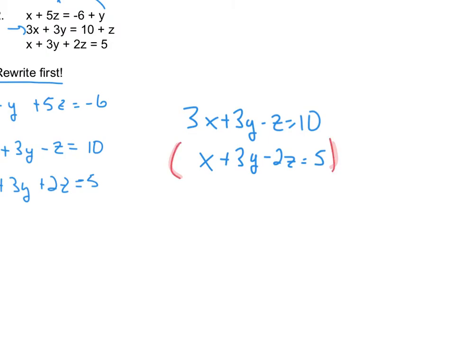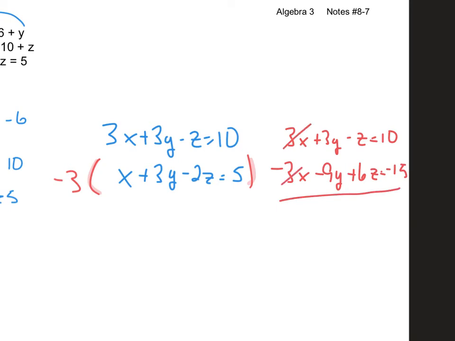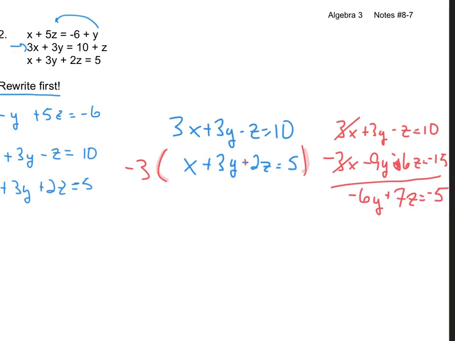I'm going to multiply that by negative 3 so that I can get the x's out of there. So 3x plus 3y minus z equals 10. And then I get negative 3x minus 9y plus 6z equals negative 15. Now the x's cancel. 3y minus 9y is negative 6y. Negative z plus 6z is plus 5z. I put a minus here. It should have been a plus, so that works out over here. That makes this minus 7z equals negative 5. Sorry, it's really easy to miss a negative. If I can do it, you can do it, so do your best.